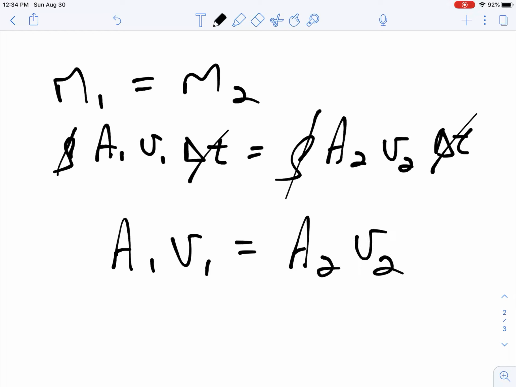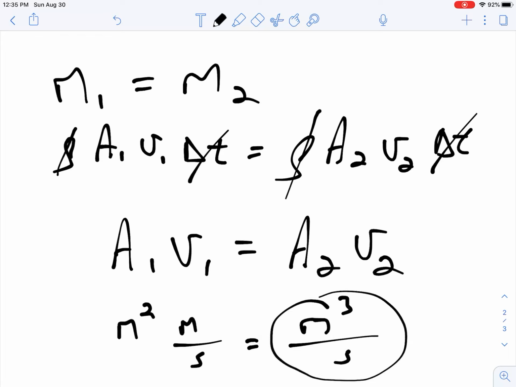That the cross-sectional area of the pipe of the fluid times the velocity of the fluid has to remain constant. This quantity cannot change, it's the same. You can think of this as the volume per time if you want. Area has the units of meters squared, velocity has units of meters per second, which gives us meters cubed per second. That is volume per time, continuity, volume.